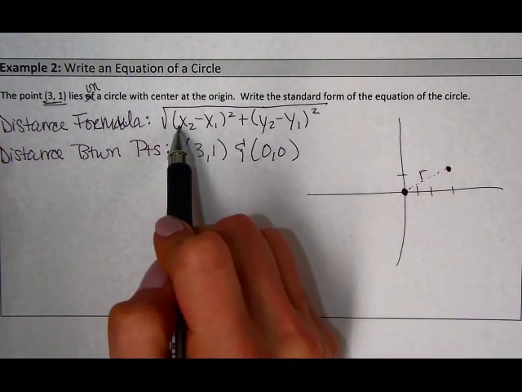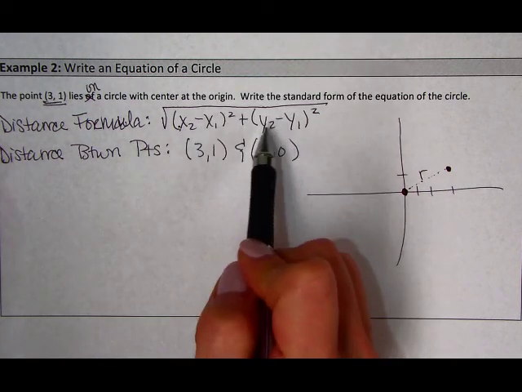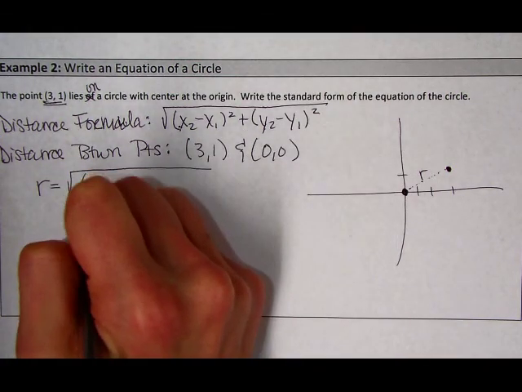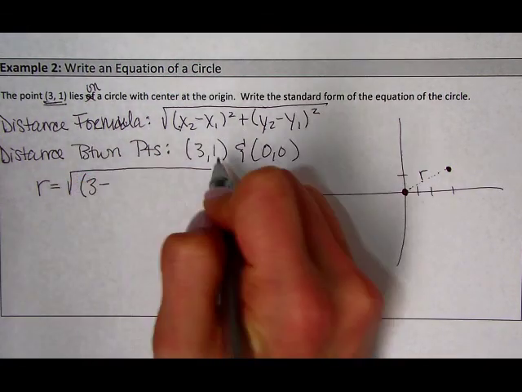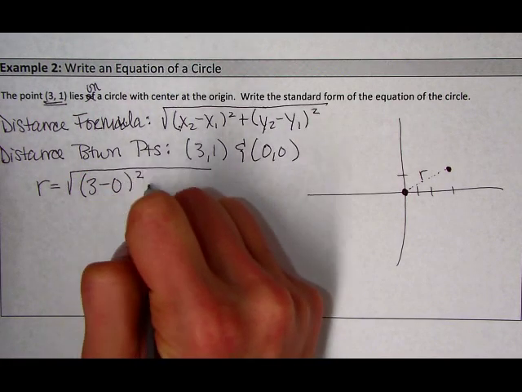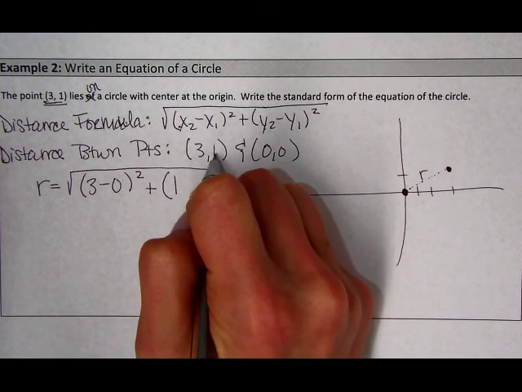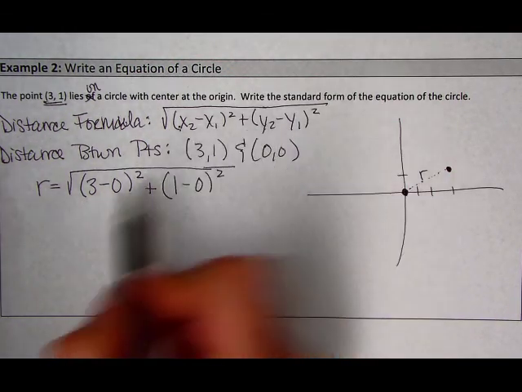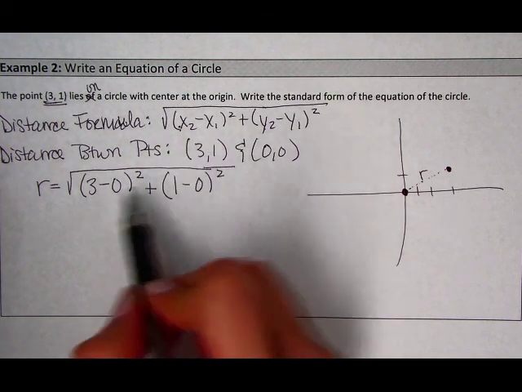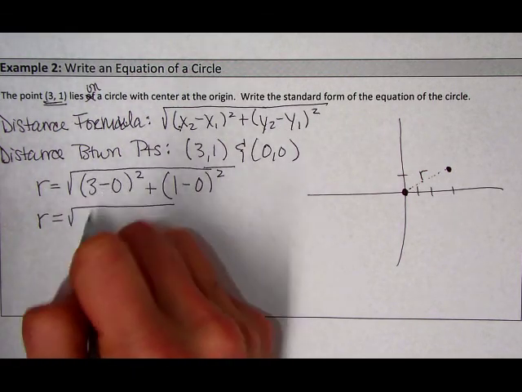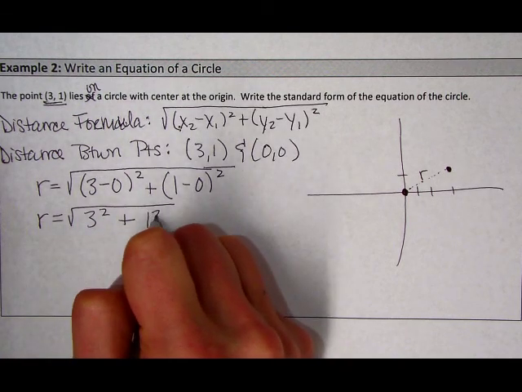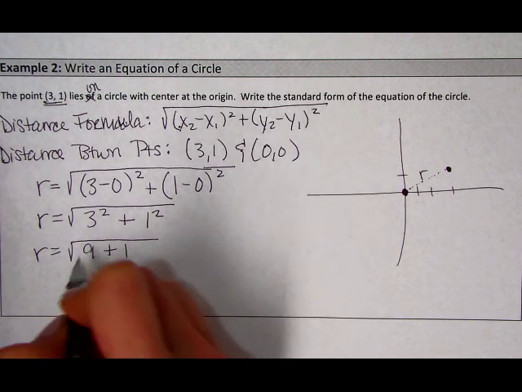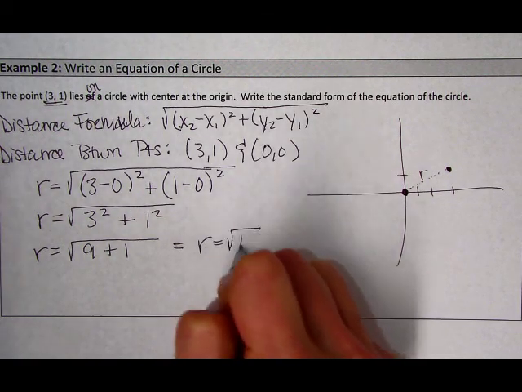It really doesn't matter which x you start with, as long as whatever x you start with, you pick the corresponding y. So if we go through and find what this radius is going to be, if I start with 3 as my x, 3 minus my second x, which is 0, squared, plus my first y minus the other y, which is 0. So it doesn't matter which order you pick your x's and your y's, as long as you follow the same order for both. So I get 3 squared plus 1 squared. 3 squared is 9 plus 1 squared, which is 1, gives me a radius that is square root of 10.